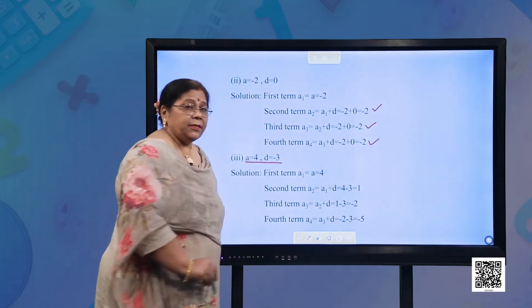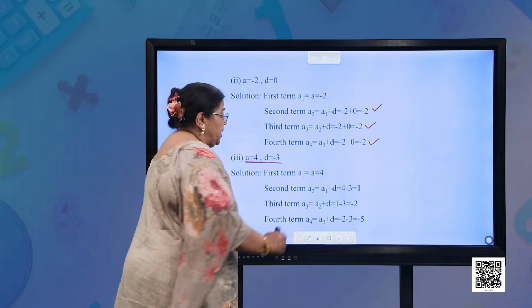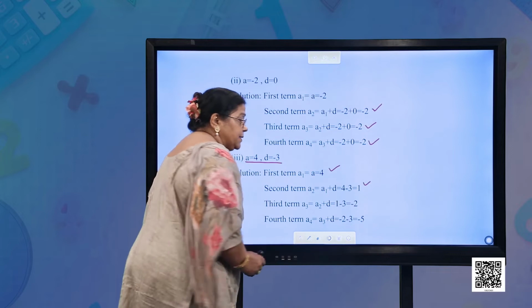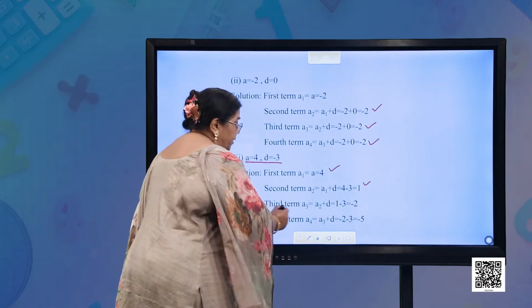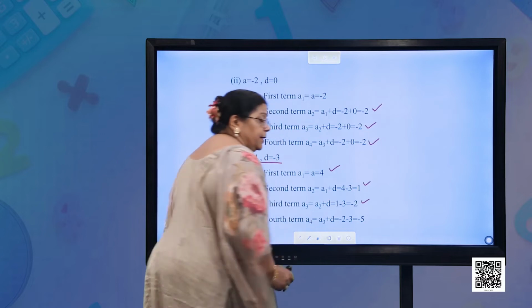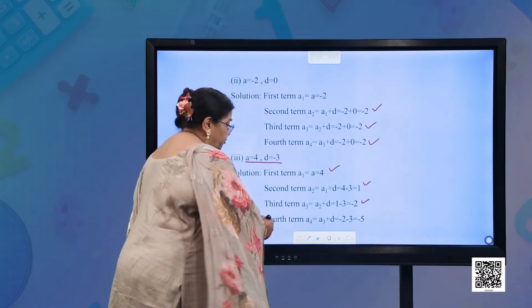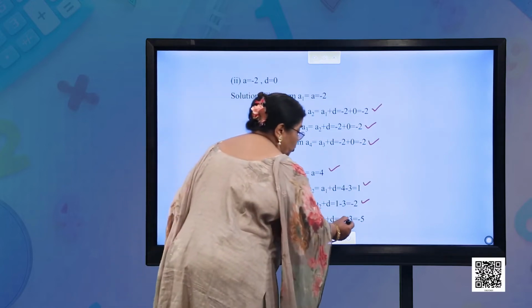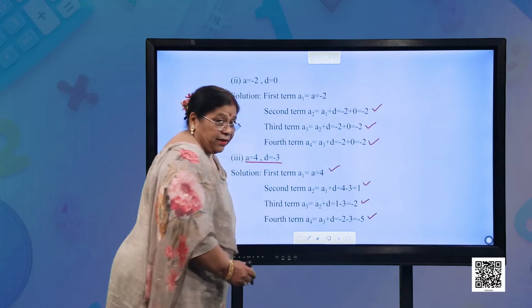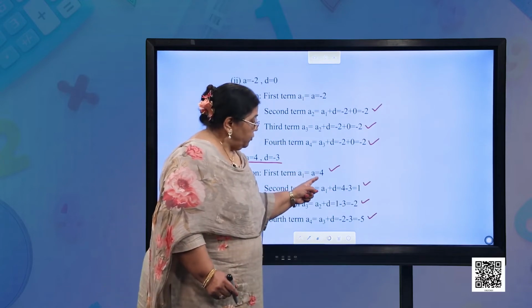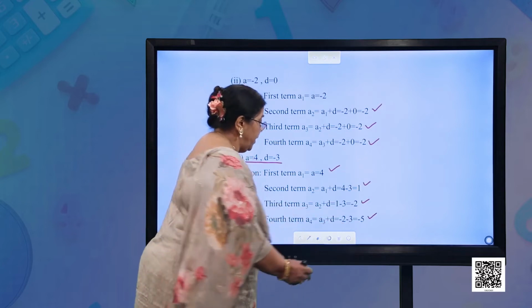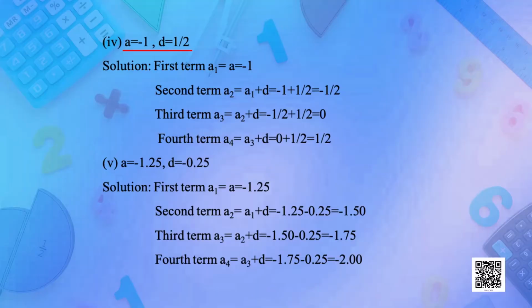a is 4 and d is minus 3. In this case, the first term is 4, second term is a1 plus d, that is 4 minus 3, that is equal to 1. Third term is a2 plus d, 1 minus 3, that is equal to minus 2. Fourth term a4 is written as a3 plus d, that is minus 2 minus 3 equal to minus 5. So, what are the four terms? 4, 1, minus 2, minus 5. Is it clear? Okay. Let us do the next one. a is equal to minus 1 and d is equal to 1/2.